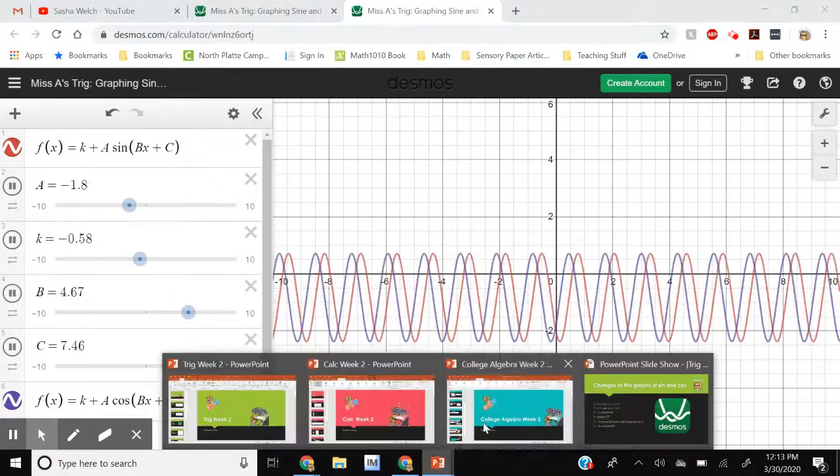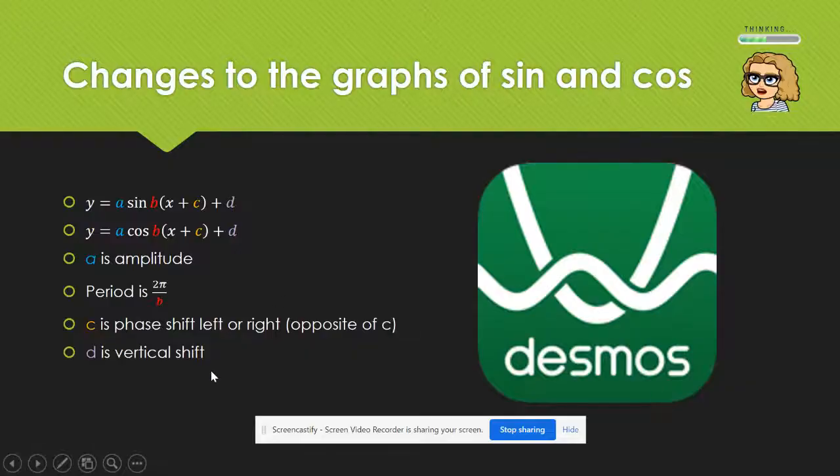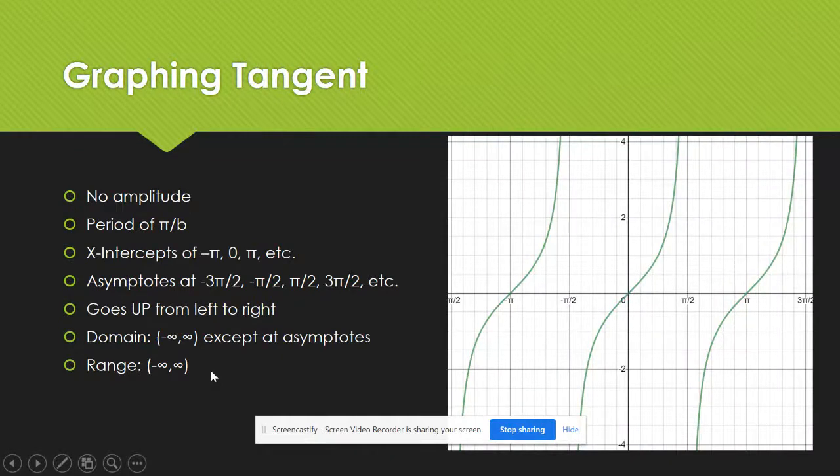All right, let's go back to our PowerPoint. We also have the tangent graph. Tangent looks nothing like sine and cosine. They have nothing in common, really. There's no amplitude to tangent because it goes up and down forever. Tangent always starts at 0, and then it has a period of pi. So your next intercept is at pi. Halfway between those, at all the pi over 2's, you're going to have asymptotes. Don't touch them. It's not polite. So you have asymptotes every pi over 2.